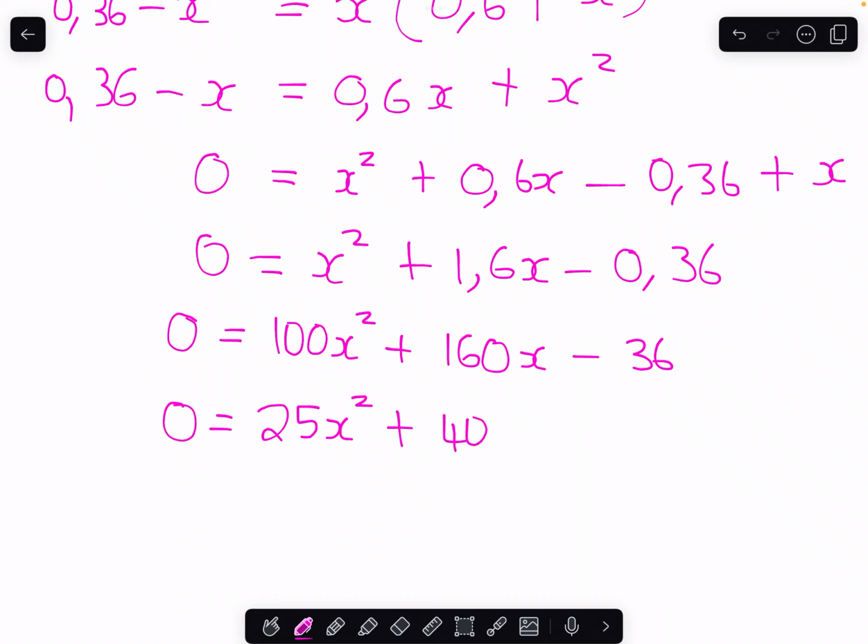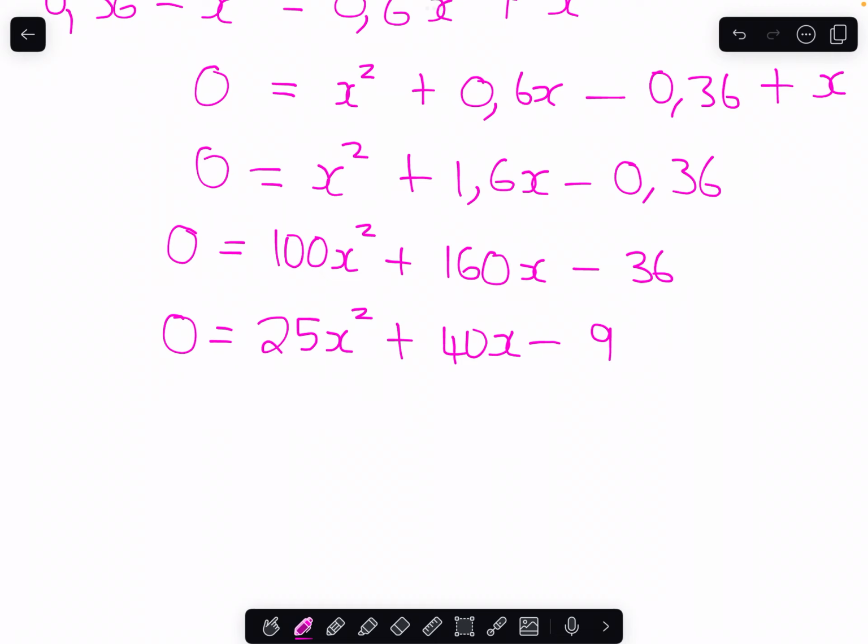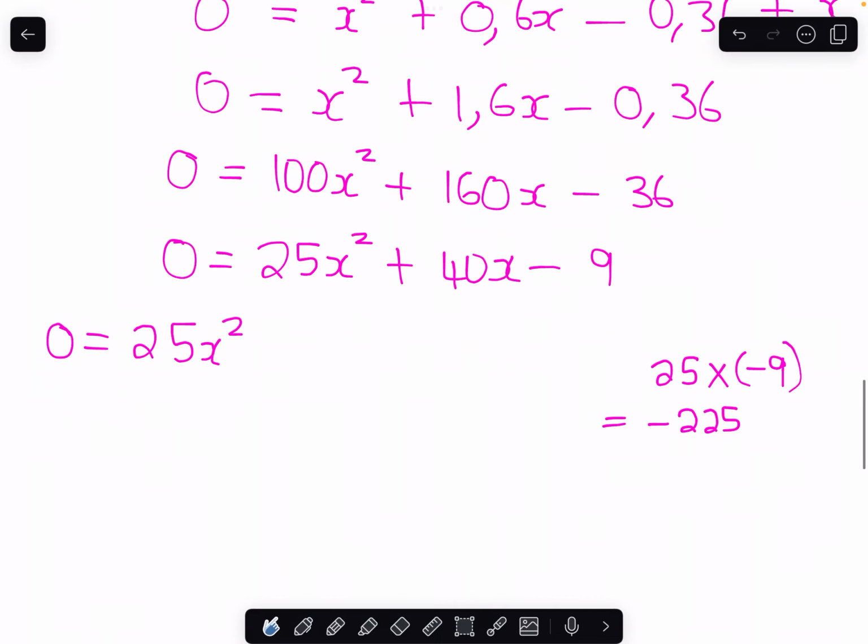I feel like after all of this labor, I definitely have to figure out how to factorize this. In fact, yeah, I'm going to need to do it the long way. So 25x squared, so yeah, I shouldn't be writing that yet. So we are looking for factors of 25 times negative 9 that add up to 40. What is 25 times negative 9? That is negative 225.